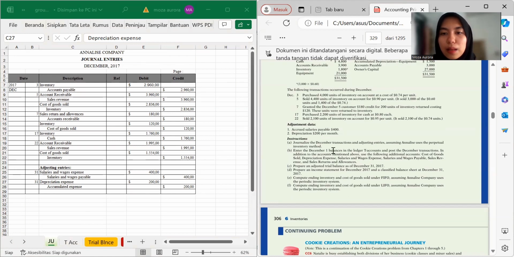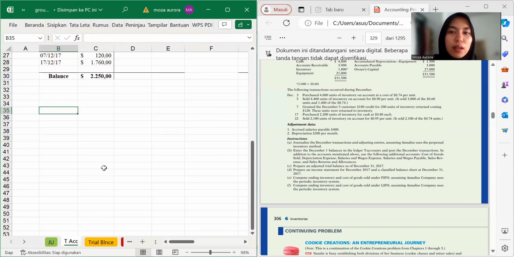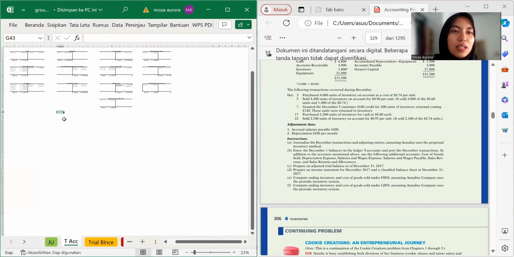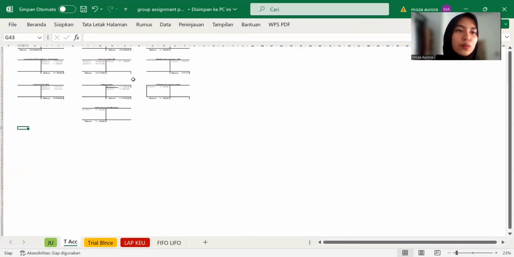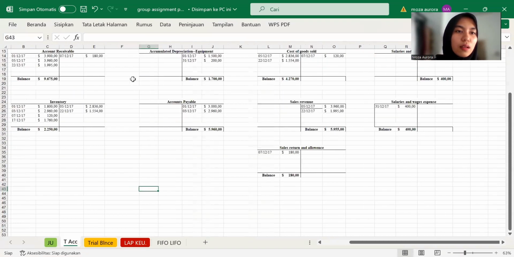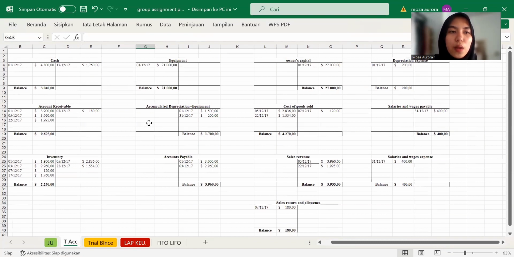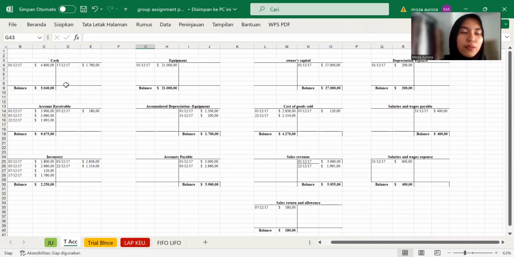Enter the December 1 balances in the ledger T accounts and post the December transactions. In addition to the accounts mentioned above, use the following additional accounts. So we will move to the T accounts of this transaction of the analyzed company. So here are the T accounts. In these T accounts, we write all of the transactions that already occurred before.